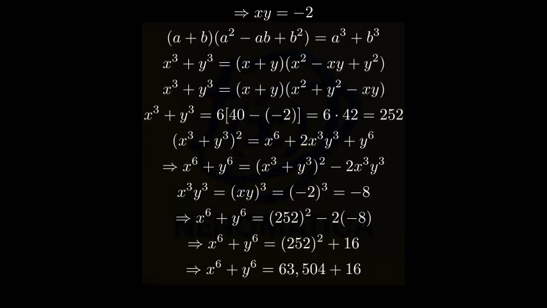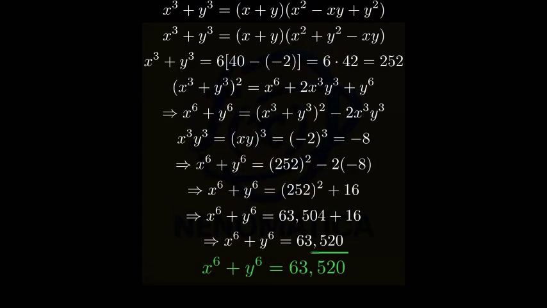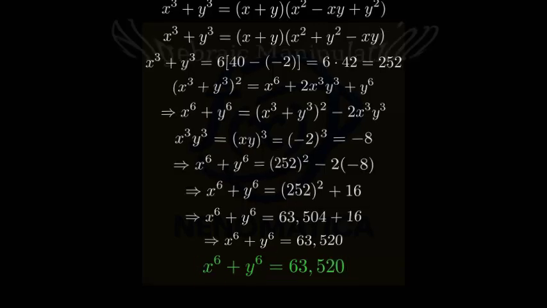252 squared equals 63,504. 63,504 plus 16 equals 63,520. Therefore, x to the power of 6 plus y to the power of 6 equals 63,520.